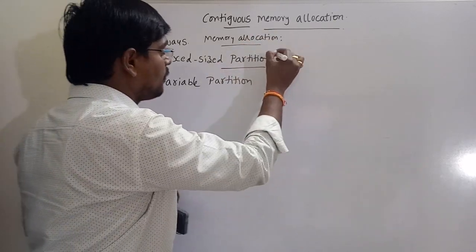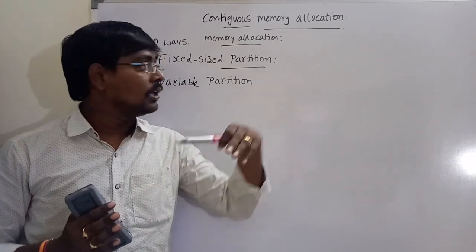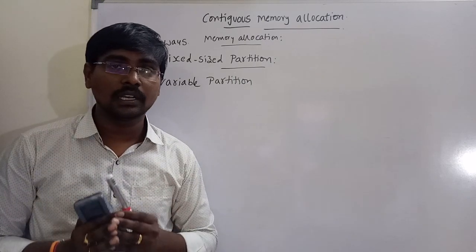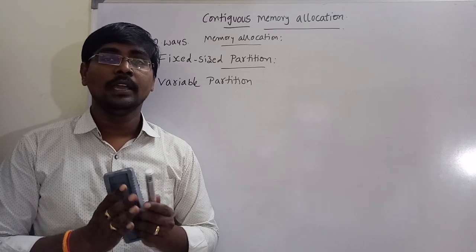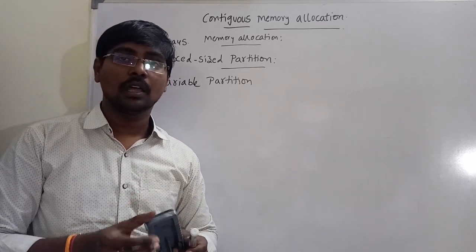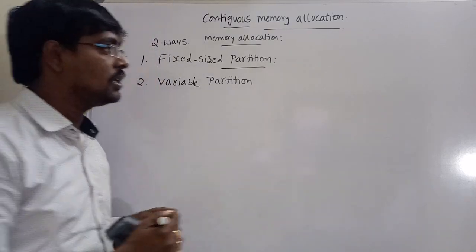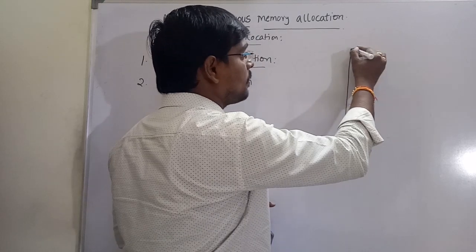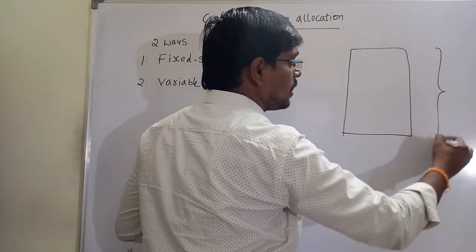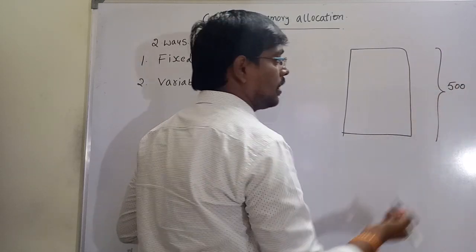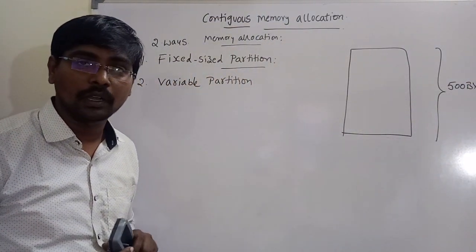So first, let's move to fixed sized partition. Here the total available memory, ignoring the operating system memory, is divided into partitions of fixed size. We are concentrating only on user process memory. Fixed size means the size of each partition is the same. For example, assume the size of the user process memory is 500 bytes.